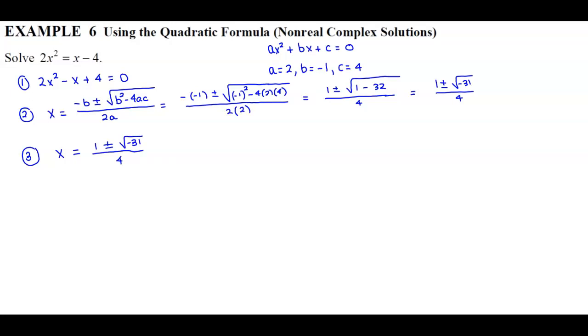Now keep in mind that the square root of negative 31 needs to be simplified using the imaginary number. So we know that this is the same thing as the square root of negative 1 times the square root of 31. And the square root of negative 1 is i, so that's i times the square root of 31. You can also write the i after the square root of 31, but you need to make sure that it's outside of the radical sign if you do that. So this means that this is going to equal 1 plus or minus the square root of 31 i divided by 4.